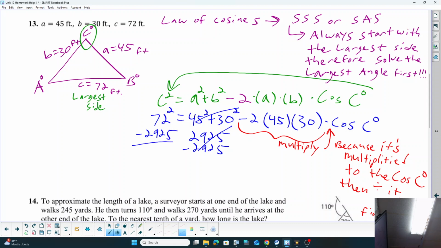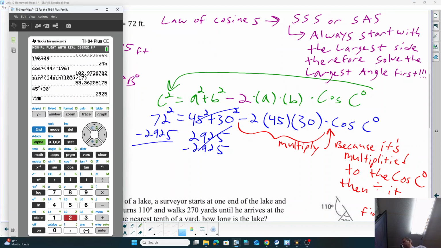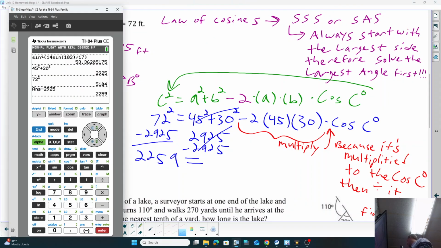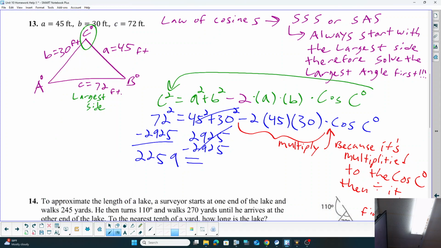So then we get 72 squared, which is 5184, and then we're going to minus the 2925. And we get 2259, okay? So 2259 equals, now we're going to multiply that next part together, because it's basically, you'd want to do like a bracket, right? So you don't accidentally mess this up. So you have to bracket that.